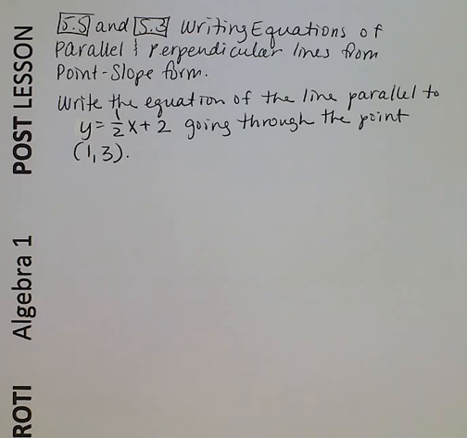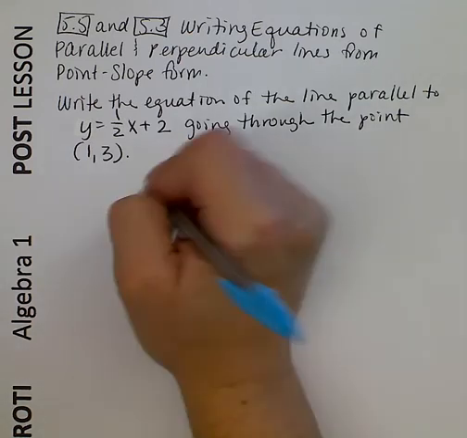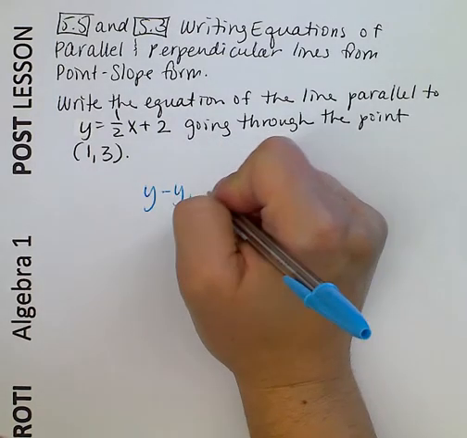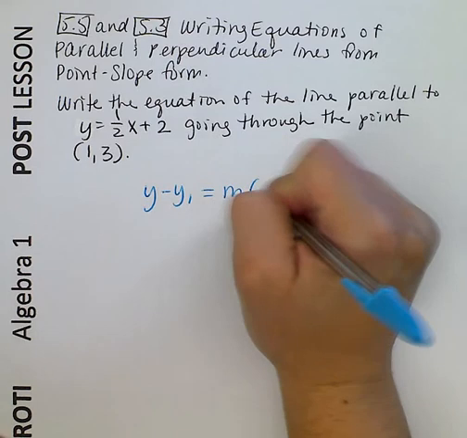In sections 5.5 and 5.3, we were writing equations of parallel and perpendicular lines from point-slope form. If you watch the preview video, you can see where we came up with the formula. But to start, we should have memorized that the point-slope formula is y minus y1 equals m parentheses x minus x1.